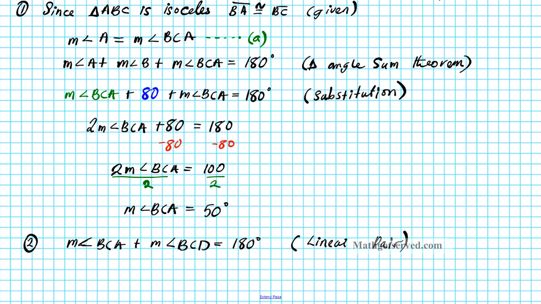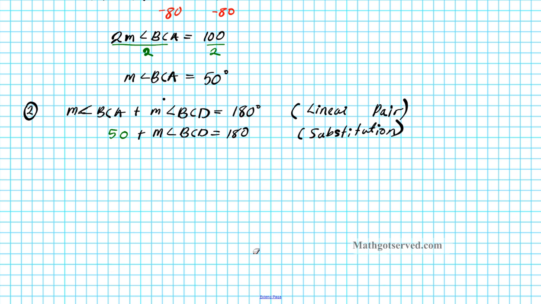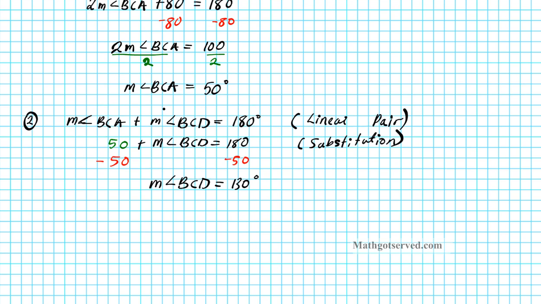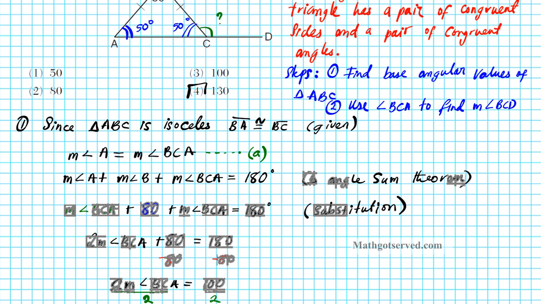Okay, so by substitution, we know that measure of angle BCA is 50 degrees, so we can substitute that value here. 50 plus the measure of angle BCD is equal to 180. That's by substitution. And then from here on out, we just use algebra to isolate measure of angle BCD, and that will be our final result. So let's isolate that by subtracting 50 from both sides of our equation. That yields the measure of angle BCD is equal to 130 degrees. Okay, answer is option number 4.